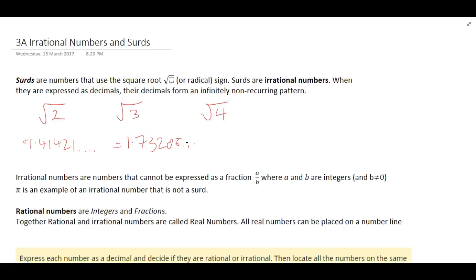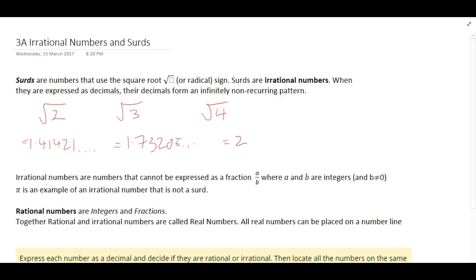Now, the square root of 4 is a little bit different. Even though it does look like a surd, the square root of 4 actually has a whole number solution. The square root of 4, you should probably know, is equal to 2. The square root of 4 is not a surd because it can be simplified.